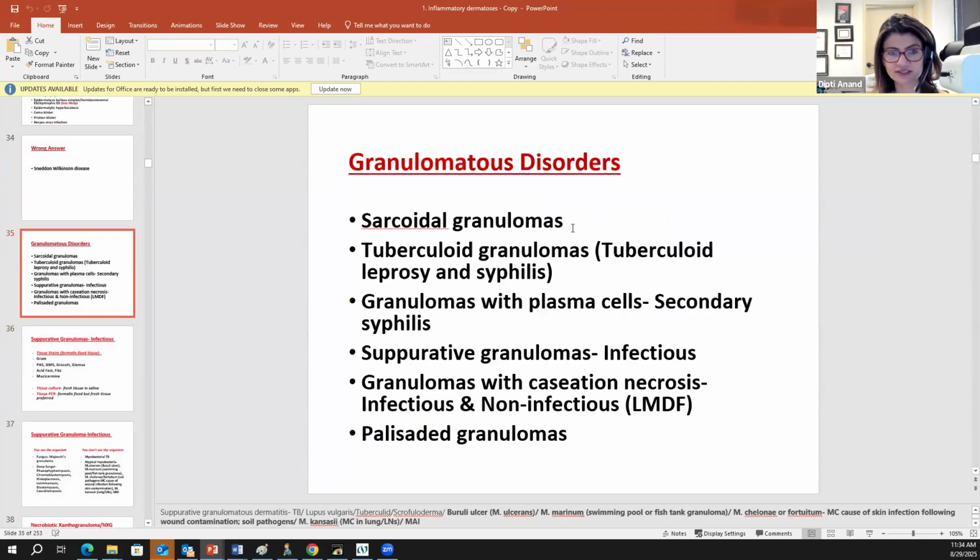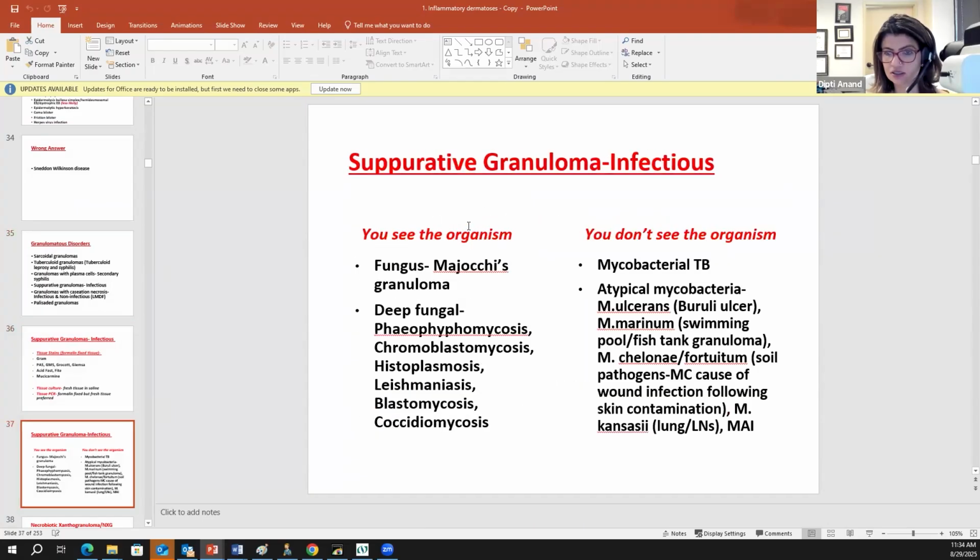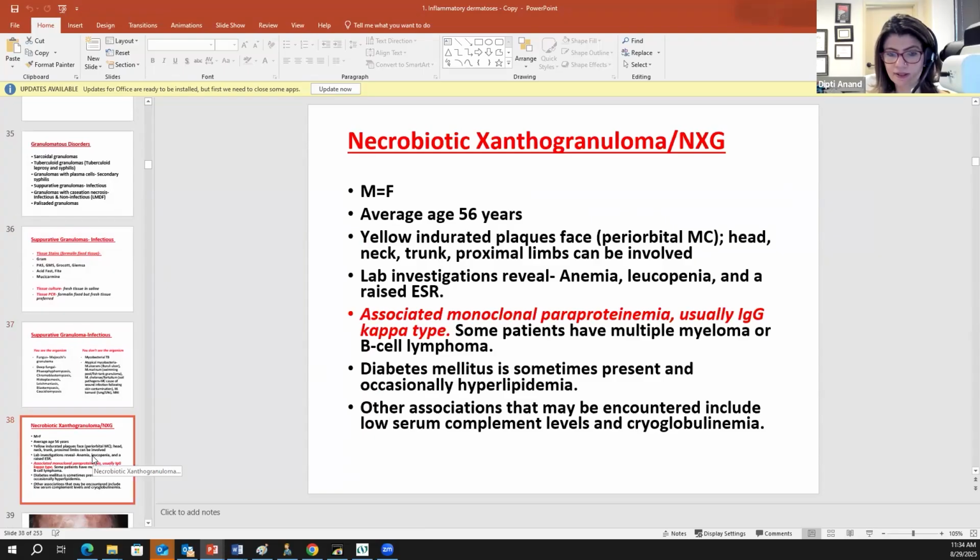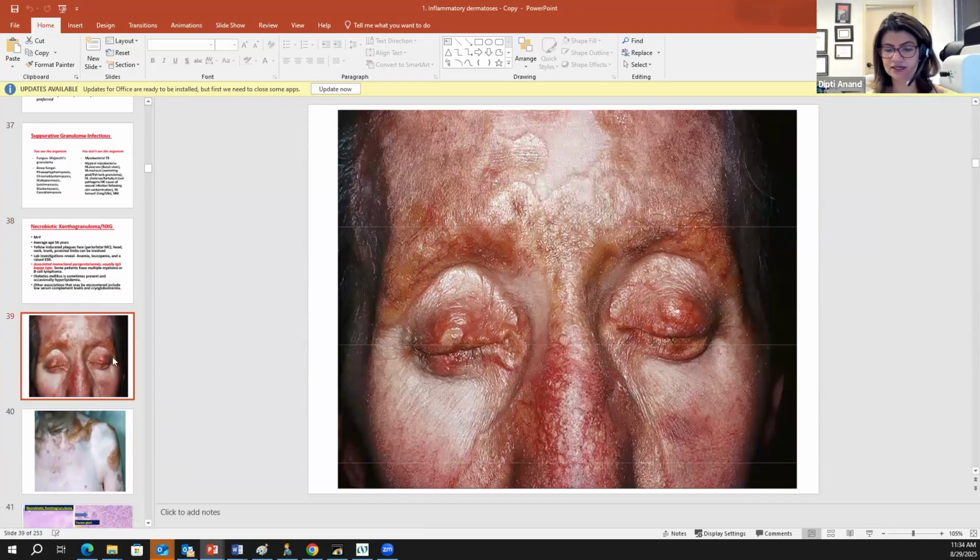We covered all that. You should all have this. This is all that we covered. This is all that I was telling you. NLD, this one is the necrobiotic xanthogranuloma, which is also a kind of palisaded granuloma. It is very unusual that we deal with this disease now because the paraproteinemia gets detected much earlier, before the patient looks like this.